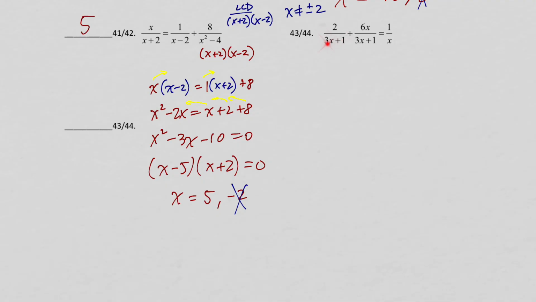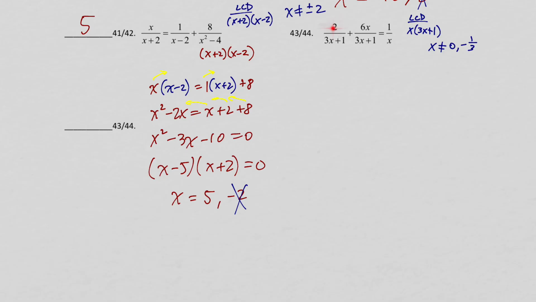Okay, 3x plus 1 and x have nothing in common. So the LCD is the product of those. So x cannot be equal to 0 from this and negative 1/3 from that.